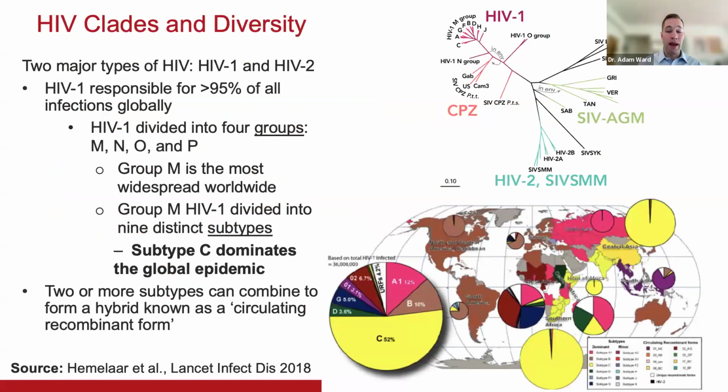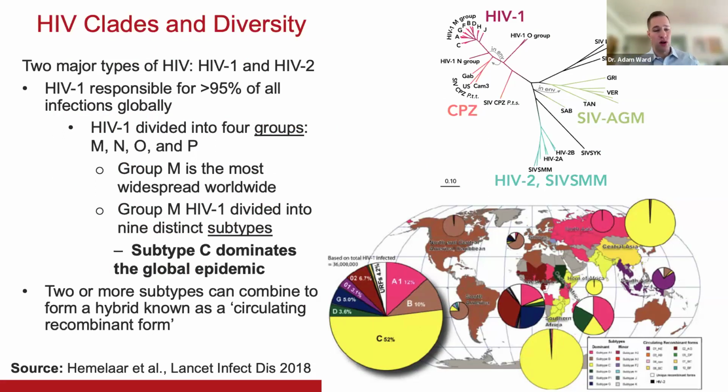So a major challenge with HIV is its formidable genetic diversity. There are two major types of HIV, HIV-1 and HIV-2. But HIV-1 is responsible for over 95% of all infections globally. HIV-1 is divided into 4 different groups, M, N, O, and P. And group M is the most widespread worldwide. This is the group responsible for the global pandemic.